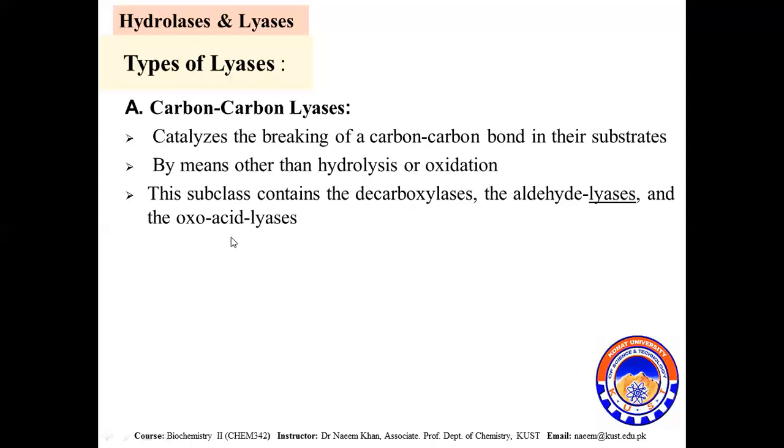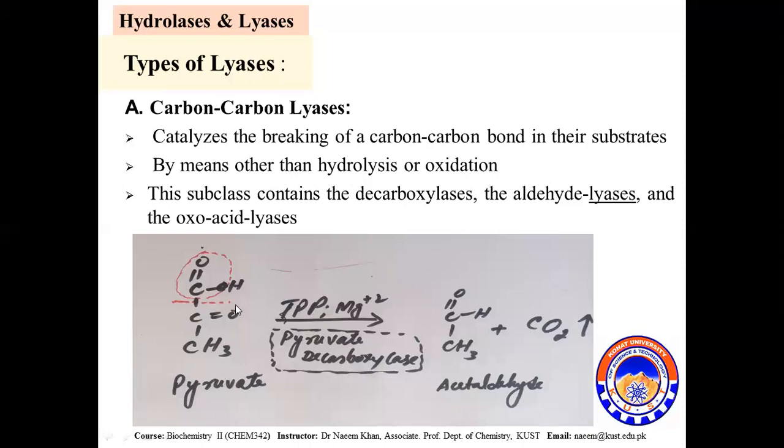For example, we have pyruvic acid, which has a carboxylic acid group linked to the carbonyl functional group and then a methyl group. In this pyruvate, in the presence of the pyruvate decarboxylase enzyme, with TPP as a coenzyme and magnesium ion required, carbon dioxide is removed. This bond is broken, carbon dioxide is released and we get acetaldehyde. In this reaction, the bond is broken by a mechanism different from hydrolysis and oxidation. This is a lyase enzyme, and the bond broken is the carbon-carbon bond, so this can be called a carbon-carbon lyase enzyme.